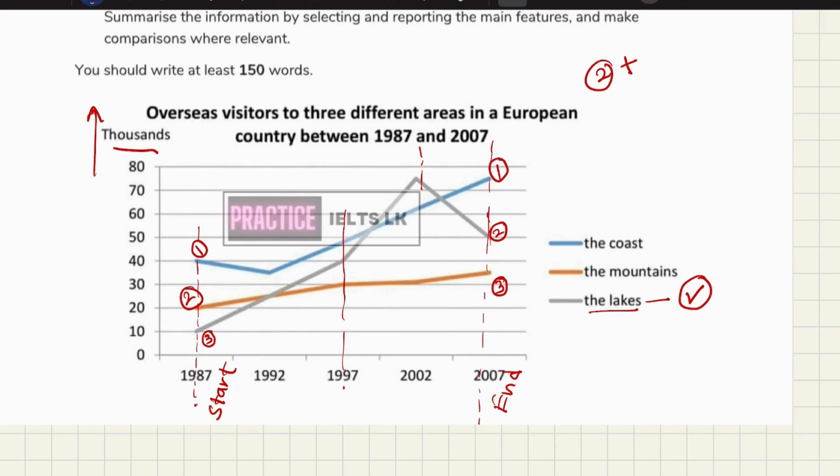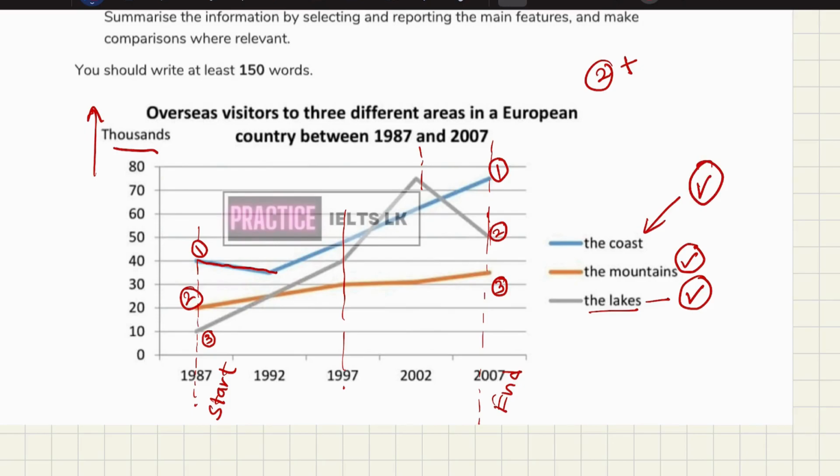Then let's move on to the second one, that means the mountains. You can see the value sharply increased, right? But see here from 1997 to 2007, actually that increase is very low. That's about that one. What about the coast? Here you can see the value slightly decreased, then from that point onwards the value significantly increased, right? That's about the coast.